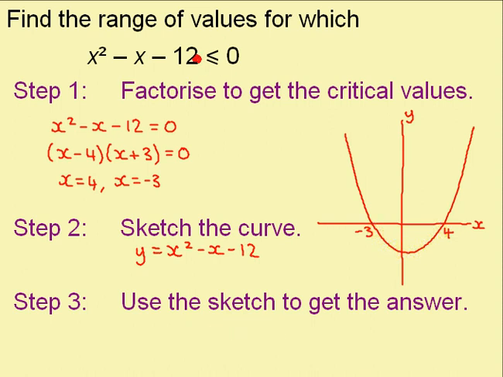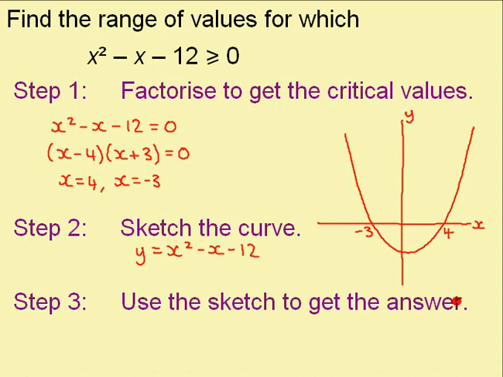I'm now going to change this question and see how it affects the outcome. So I flipped the inequality symbol around, and I'm now looking for the range of values for which x squared minus x minus 12 is greater than or equal to 0. Step 1 remains the same. I still factorise and get the two critical values. Step 2 is the same as well. I still want to sketch this curve, and it still looks like this.